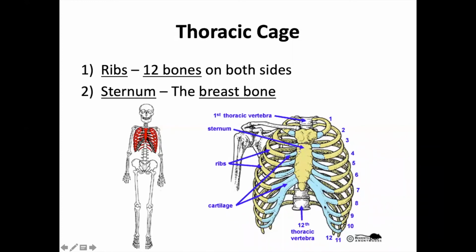Notice this is colored in blue, right? Because that is not bone, that is cartilage, bendable cartilage. Now, when you breathe, your lungs are going to inflate and your ribs need to expand to make up for that. So you have cartilage to allow for a little flexibility.